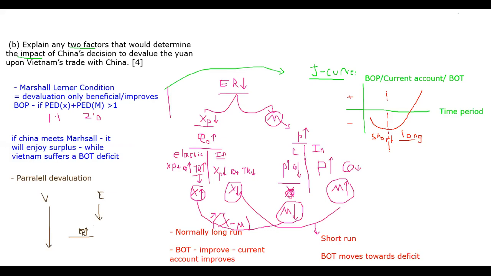Hello. Anyone confused with the idea of parallel devaluation? Okay, I assume no news is good news. So basically, you just put what I said into words: it depends on the extent of Vietnamese devaluation. Again, I could be wrong. That's why I keep checking the marking scheme to be on the safe side. But these are the two factors I think you can talk about, and it's a very short answer. I just tried to explain a few concepts along the way.